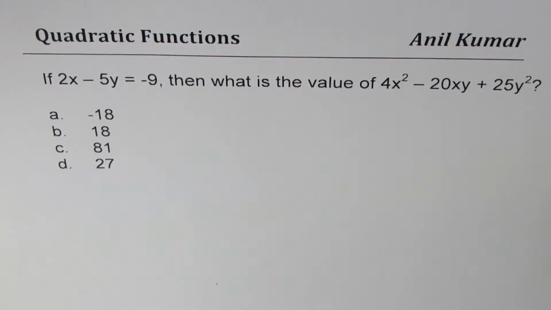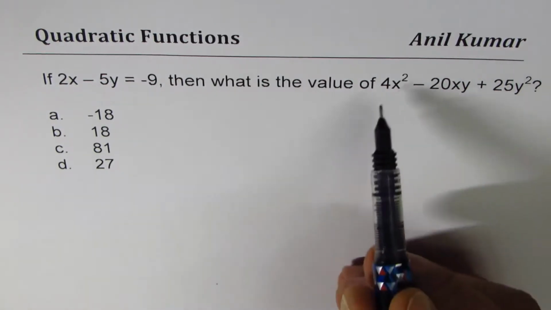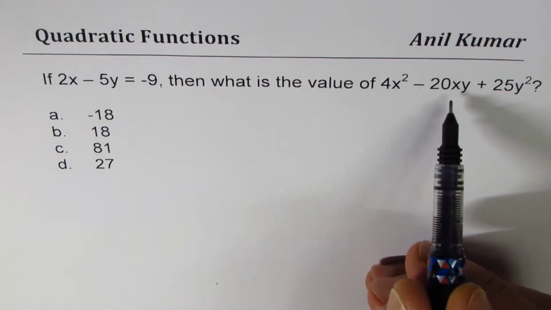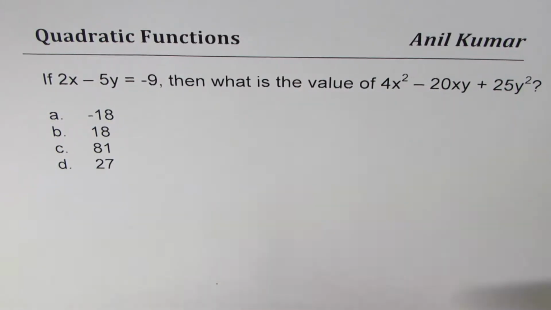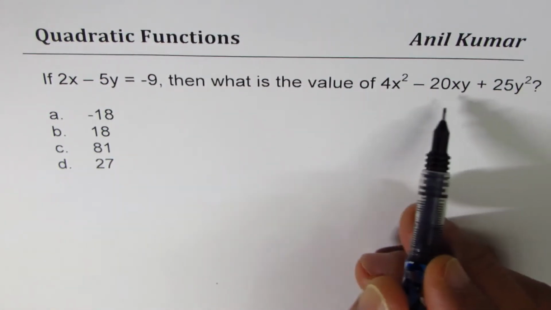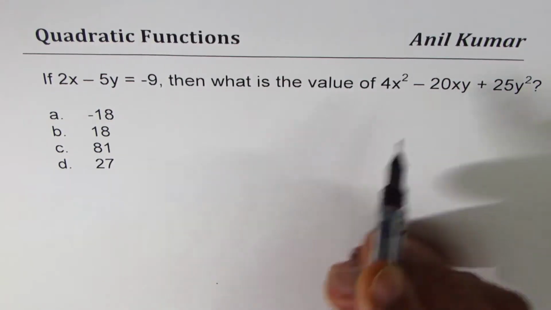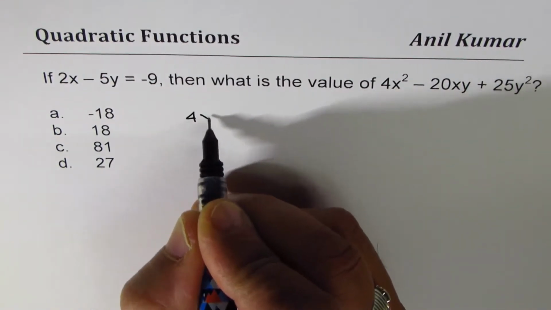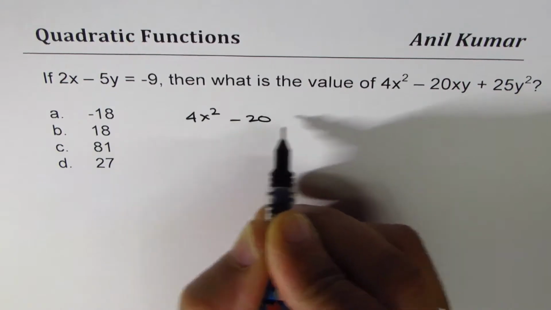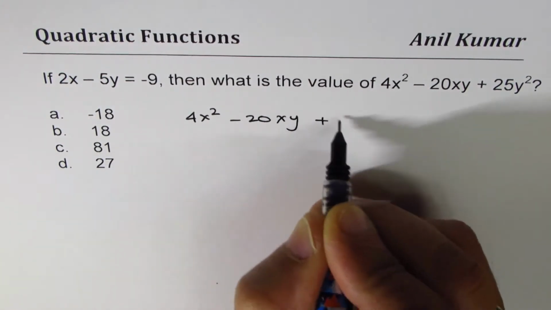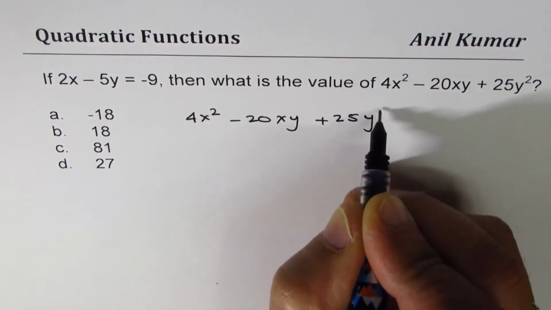If 2x minus 5y equals minus 9, then what is the value of 4x squared minus 20xy plus 25y squared? Four choices are given to us. We can actually factor the expression and then solve such questions. We are given 4x squared minus 20xy plus 25y squared.